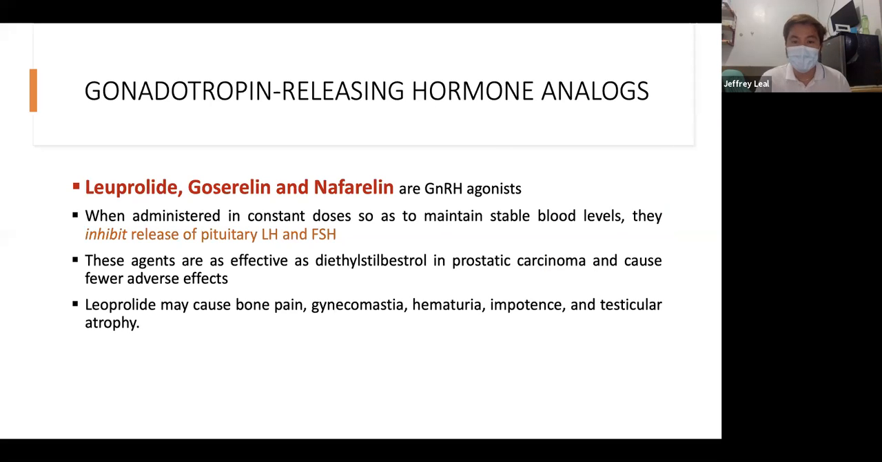We have also the gonadotropin releasing hormone analogs. This includes your leuprolide, goserelin, and nafarelin. Okay? They inhibit the release of your pituitary luteinizing hormone and follicle stimulating hormone. And these agents are as effective as diethylstilbestrol in prostate carcinomas and cause fewer adverse effects. Your leuprolide may cause bone pain, gynecomastia, hematuria, impotence, and testicular atrophy.